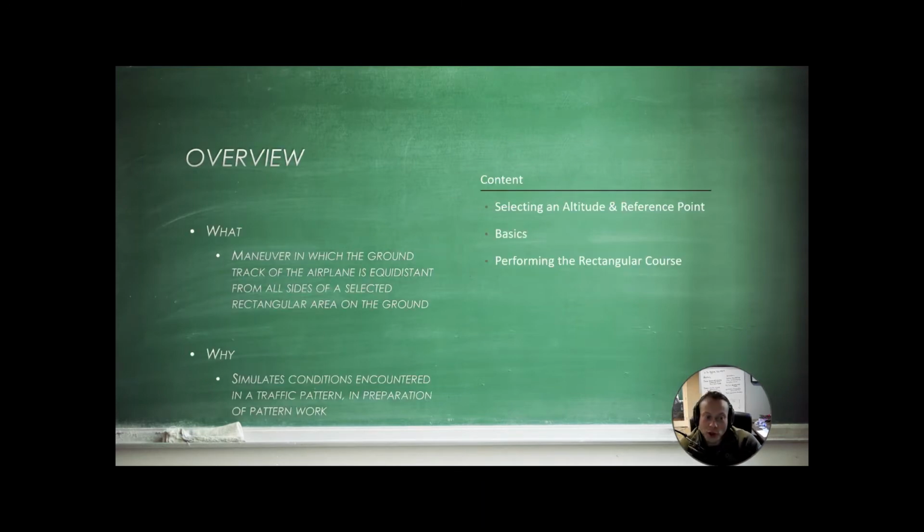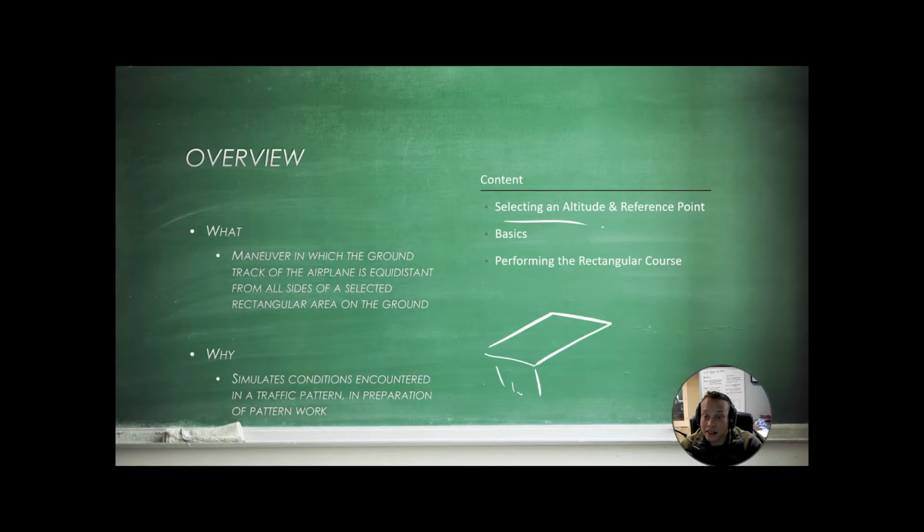This is a maneuver in which the ground track of the airplane is equidistant from all sides of a selected rectangular area on the ground. Why do we care? Because it simulates conditions encountered in a traffic pattern in preparation for pattern work. Now, this is going to be a slightly easier pattern than trying to go to the airfield and do those, because you're not dealing with constant changes of altitude. We're just going to be at one selected altitude the entire time, right?